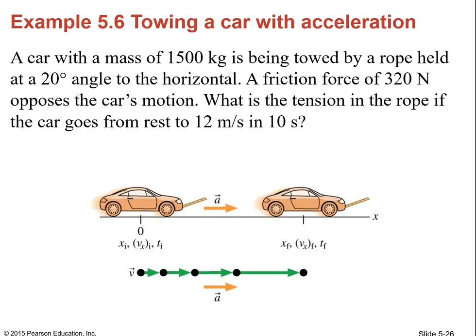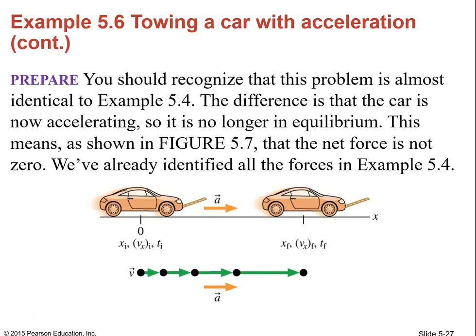Okay, so again, we have a car, a 1,500 kilogram car, with a friction force of 320 newtons. What's the tension of the rope if it goes from rest to 12 meters per second in 10 seconds? So now we have an acceleration. Now, instead of like the previous problem that we had with the towing, this one has an acceleration.